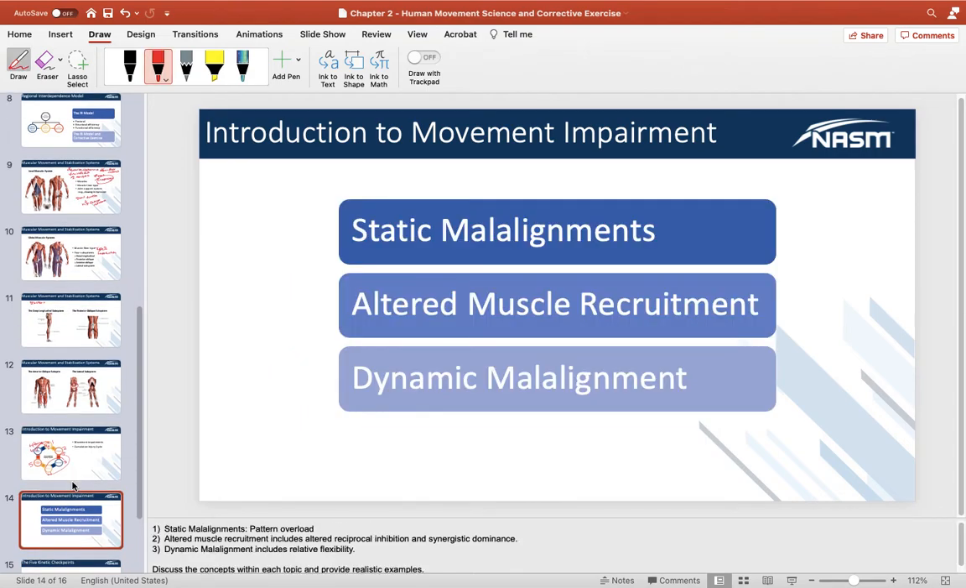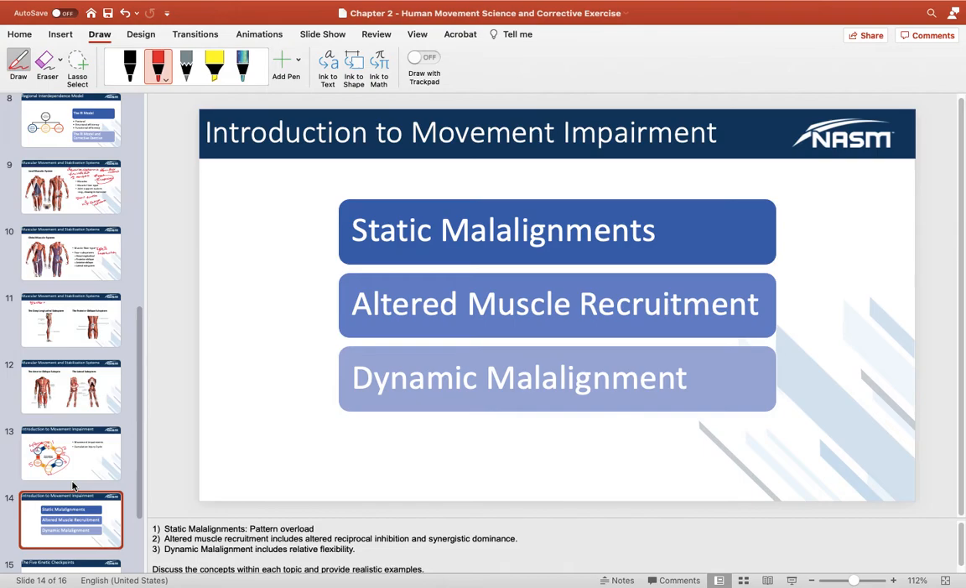All right. So again, with movement impairment, some of the terms we want to discuss are static malalignments. What we're talking about is what we call pattern overload. With pattern overload, that's repetitive aspects that we work with. You end up with altered muscle recruitment, and what that includes is things like altered reciprocal inhibition and synergistic dominance.